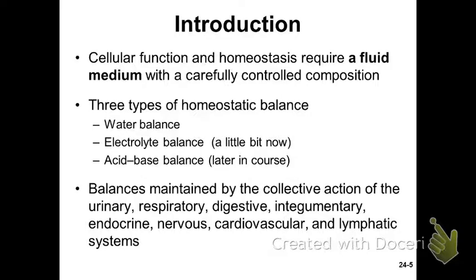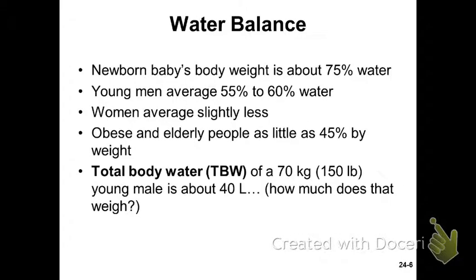The integumentary system, we're sweating, and we're also transpiring water out of our body. The endocrine system and the nervous system are regulating much of these processes. The cardiovascular system, of course, is pumping the blood and working at the capillary levels to interchange with the lymphatic system. So there's a lot going on to maintain these fluid compartments.